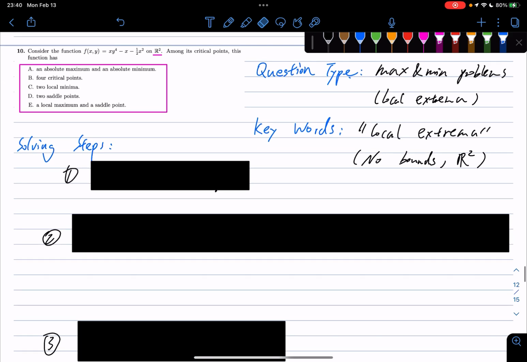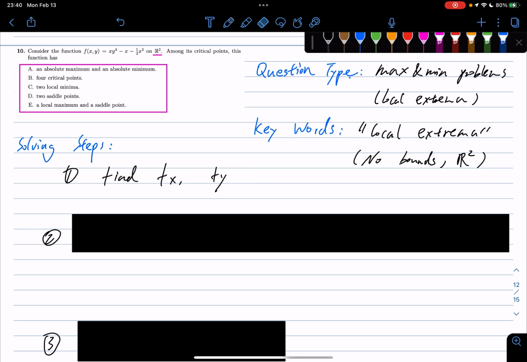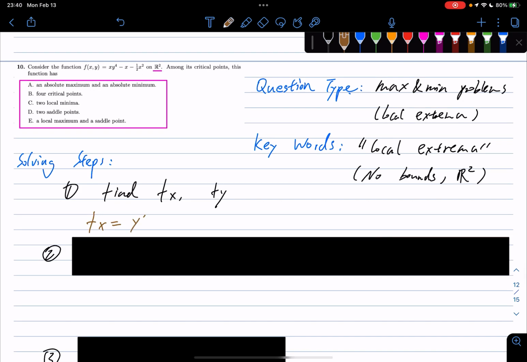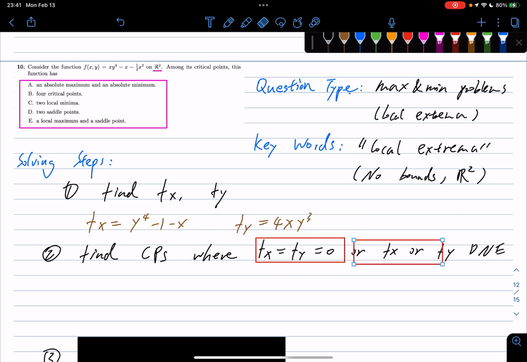So the first step to solve this type of problem is to find the first derivatives fx and fy of the function. So fx equals y^4 minus 1 minus x. fy equals 4xy cubed. Easy enough. And then we're going to find the critical points by using these two rules: fx and fy equal 0, or fx or fy does not exist. Okay, so these are the two criteria for a critical point.